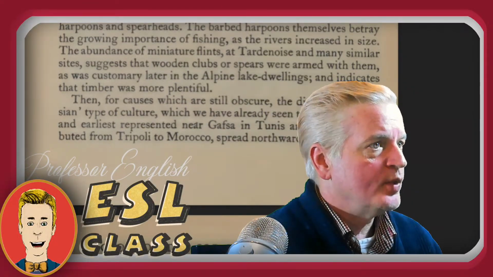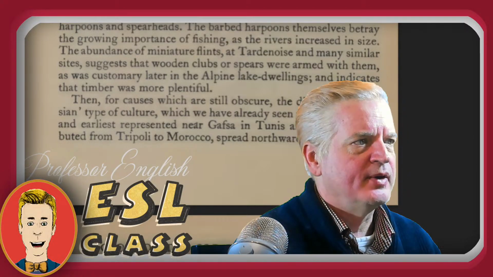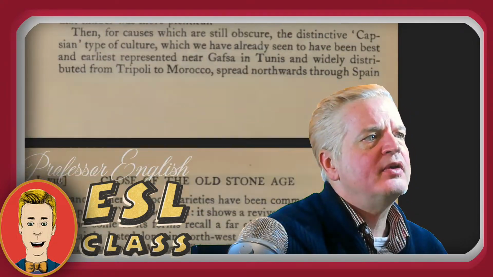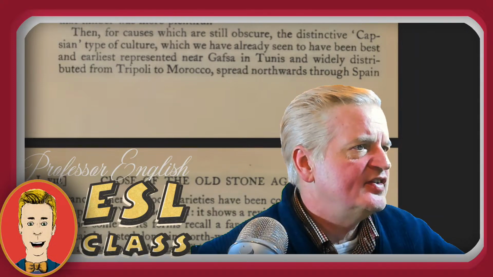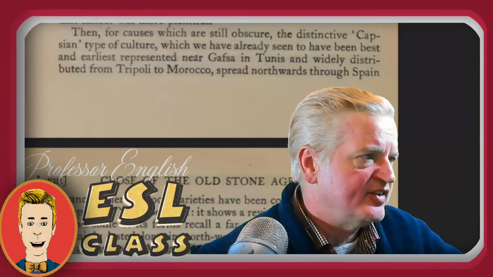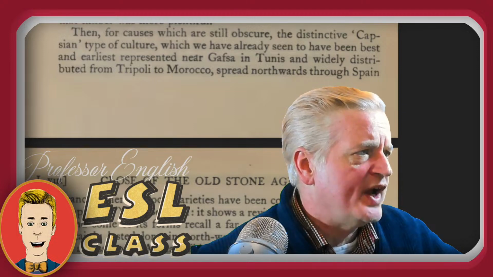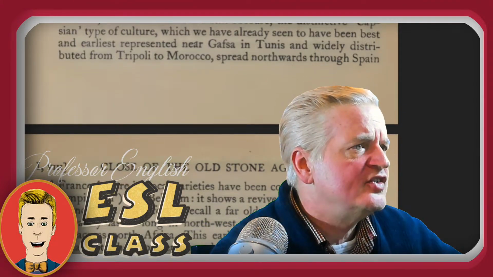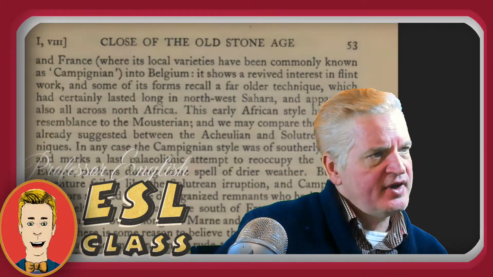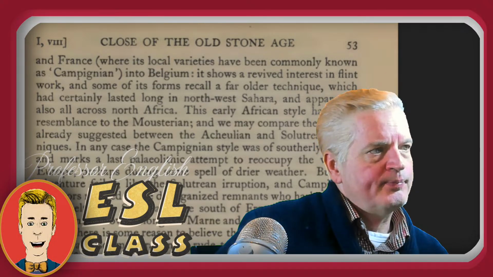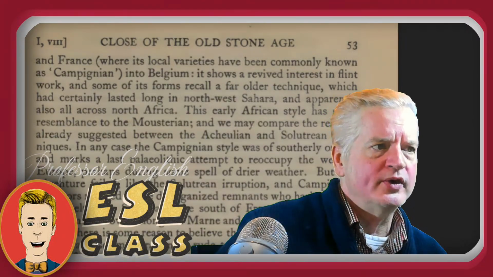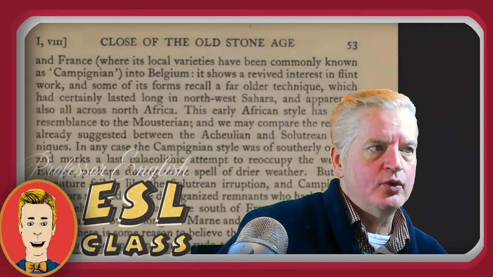Suggests that wooden clubs or spears were armed with them, as was later customary in the alpine lake dwellings, and indicates that timber was more plentiful. Then, for causes which are still obscure, the distinctive Capsian type of culture, which we have already seen to have been best and earliest represented near Gafsa in Tunis, and widely distributed from Tripoli to Morocco, spread northwards through Spain and France, where its local varieties have been commonly known as Campignan, into Belgium. It shows a revived interest in flint work, and some of its forms recall a far older technique, which had certainly lasted long in northwest Sahara.